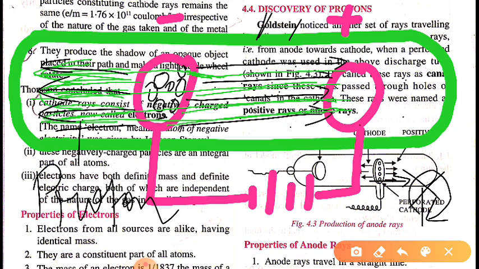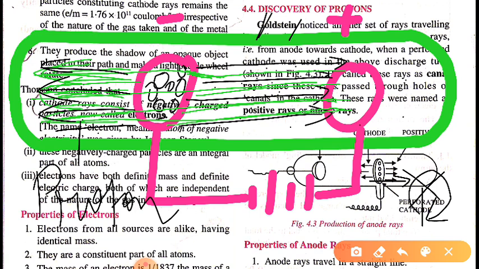Next, he said that these rays are positively charged, or we can say that the particles present in these rays are positively charged. How did he come to know about this? He did the same thing that J.J. Thomson did.